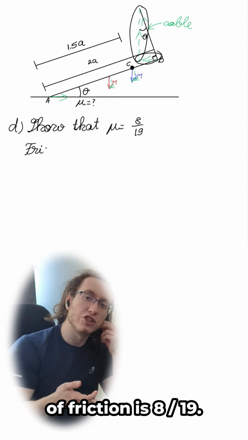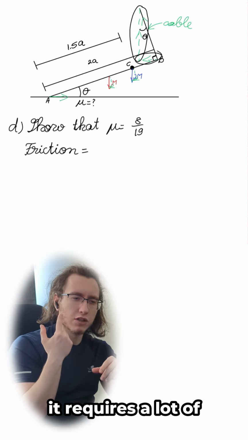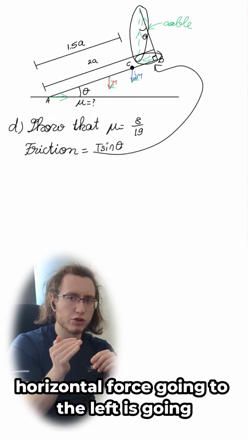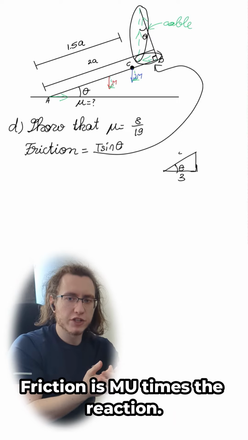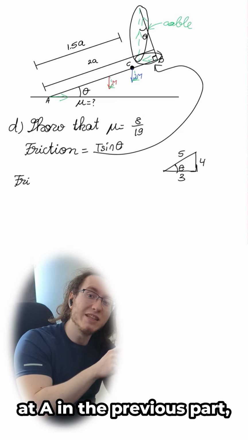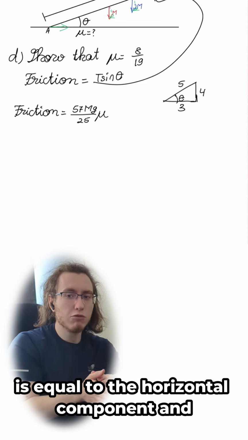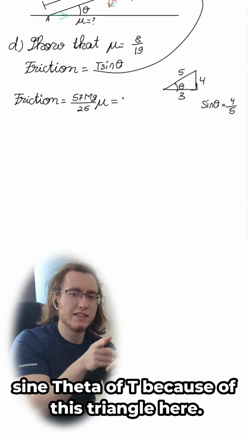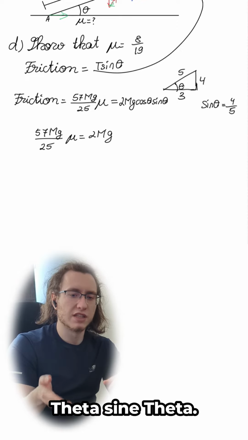Finally, 4 marks. Show that the coefficient of friction is 8 over 19. This one I would argue is probably the one where you do the least amount of work, but it requires a lot of understanding. If you pay attention to the rest of the question, you'll realize that the horizontal force going to the left is going to be opposing the friction going to the right. Friction is mu times the reaction. Well, you already worked out the reaction at A in the previous part, so you just have to do mu times Ra, or Fa, is equal to the horizontal component, and the horizontal component of the tension is T sine theta because of this triangle here. So if you do that, it's going to be 2mg cos theta sine theta.